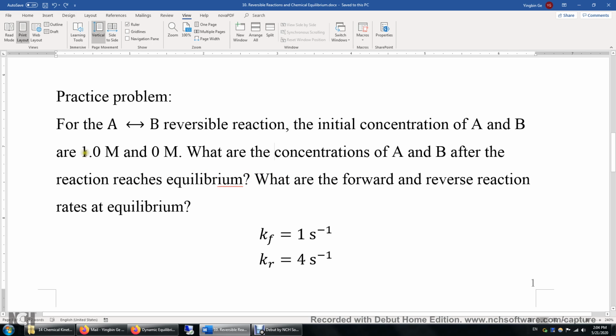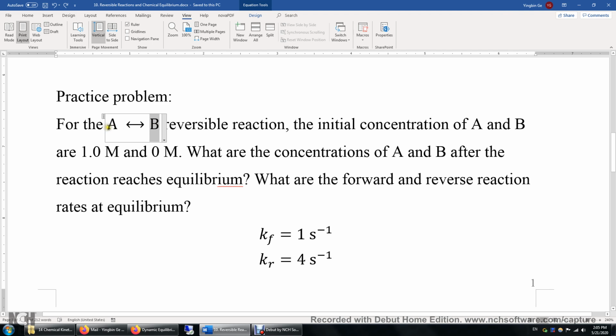So you're given the initial concentrations of A and B. There's no B in the system at the beginning. There's 1.0 molar of A. And then you're given the forward reaction rate constant and the reverse reaction rate constant. And then we need to answer these two questions. First, I want to remind you, if you consume 1 A, you will get 1 B, right?